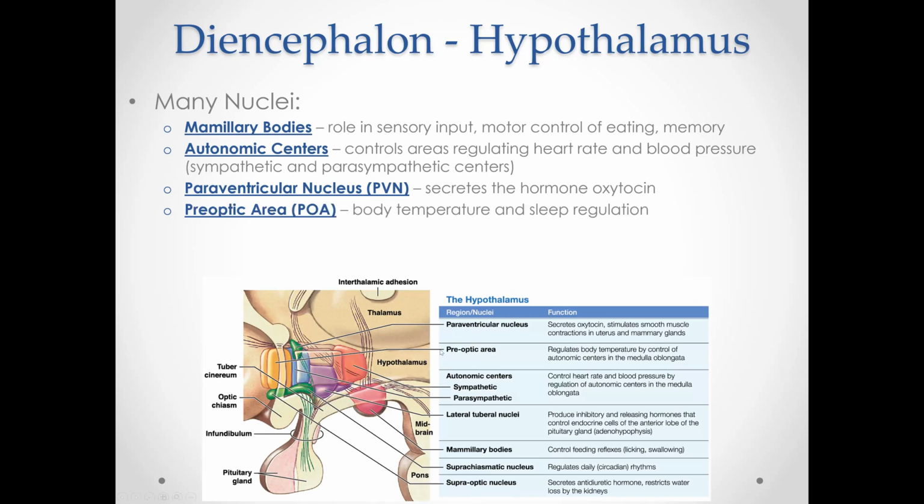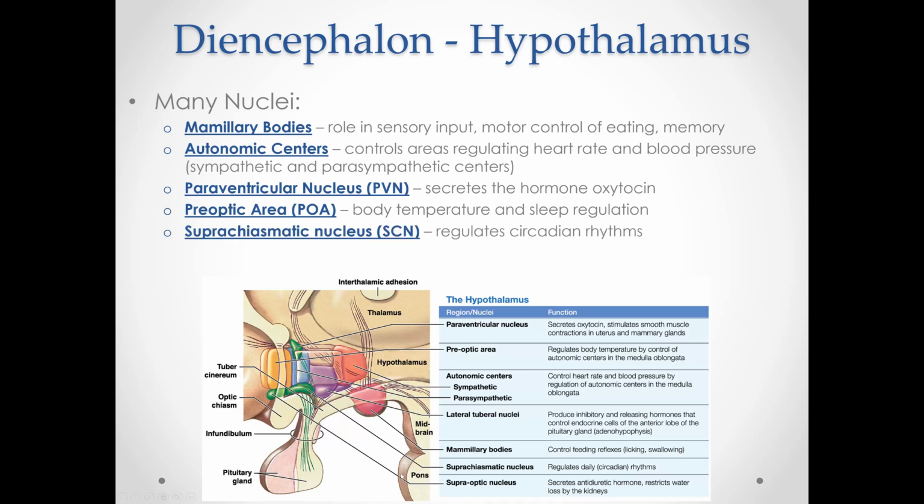You also have the preoptic area, which is shown in the yellow rectangles here. This area regulates body temperature, but it also plays a role in sleep regulation. This is where you have the switch that switches your brain from the sleep state to the wake state and back again.